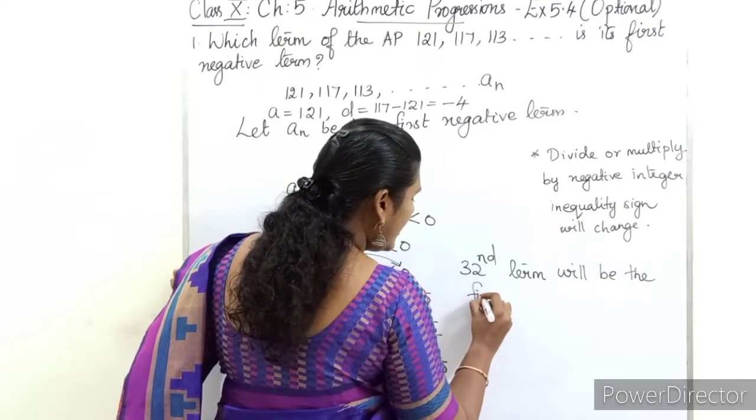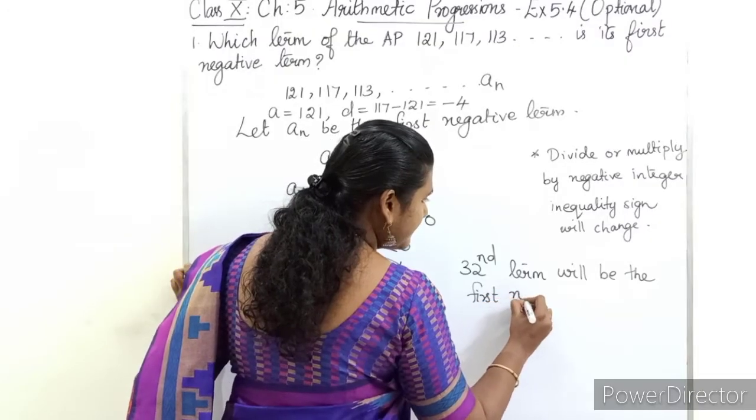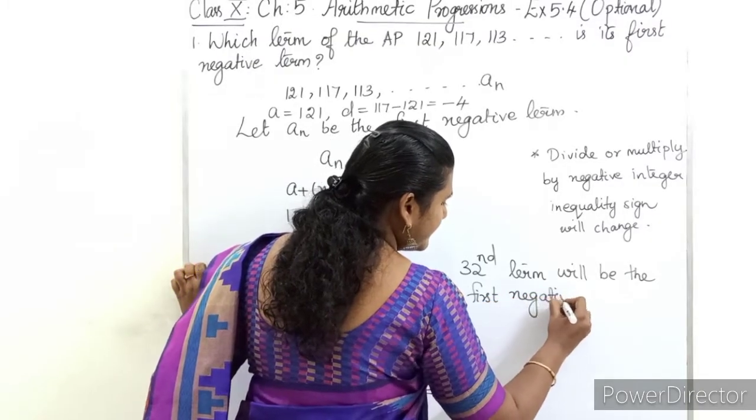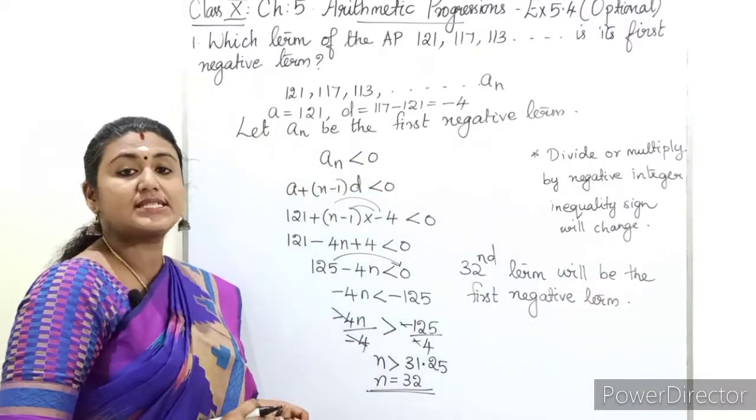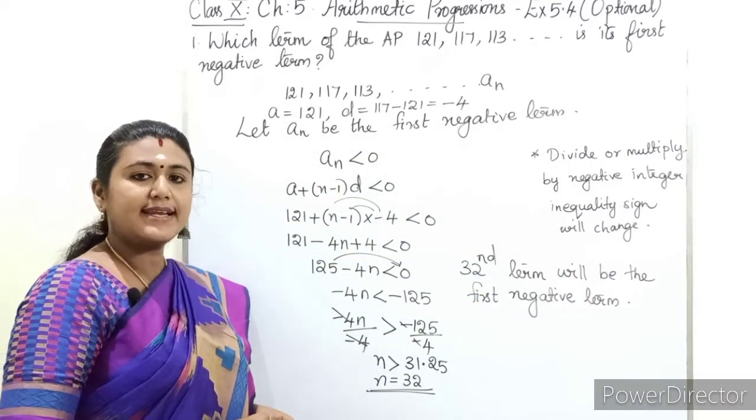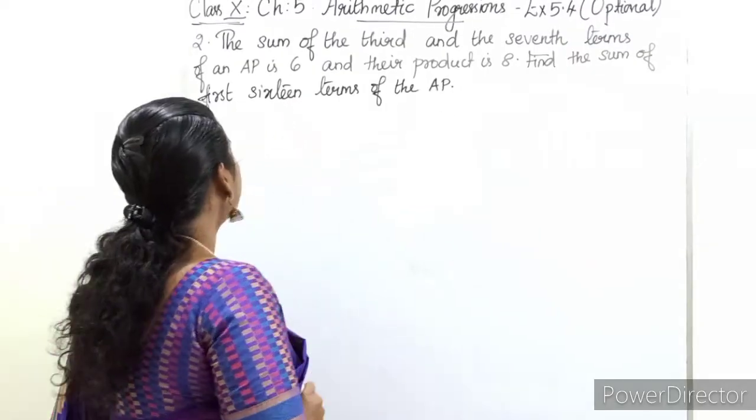So this is how you have to find. The 32nd term will be the first negative term. Now we will see the next question. Question number 2.